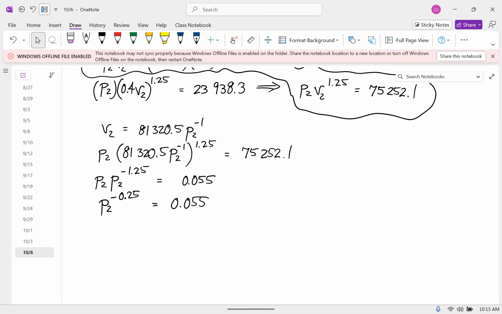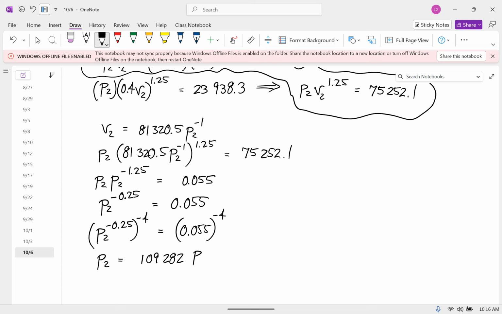And so I want to multiply this exponent by negative 4. So I'm going to take P2 to the negative 0.25 power, and I want to take it to the negative 4th power. So that's equal to 0.055 to the negative 4th power. And so P2 is 109,282 pascals.